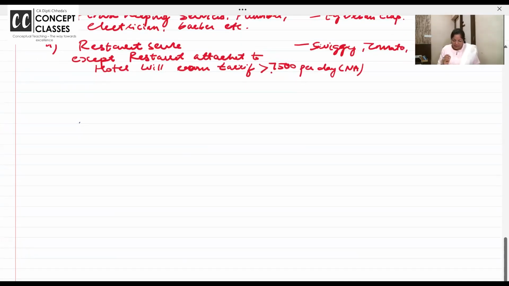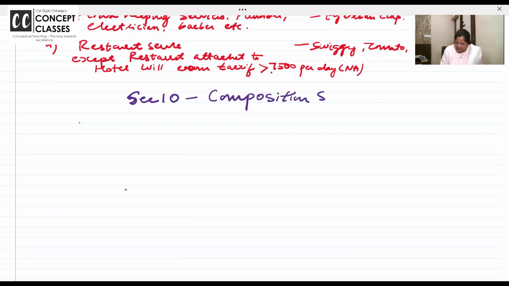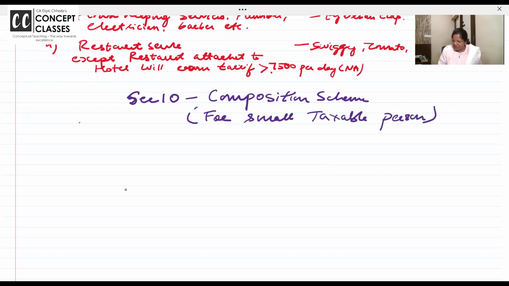composition scheme. This whole chapter has only 2 sections, section 9 and section 10. So right now we are in section 10, which is talking about composition scheme. In brackets write: for small taxable person. Taxable it has to be. Ma'am, what's the definition of small taxable person? That's what I'm making you write. So you write, and everything is included in section 10.1.